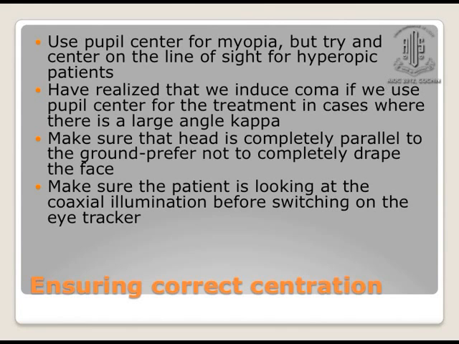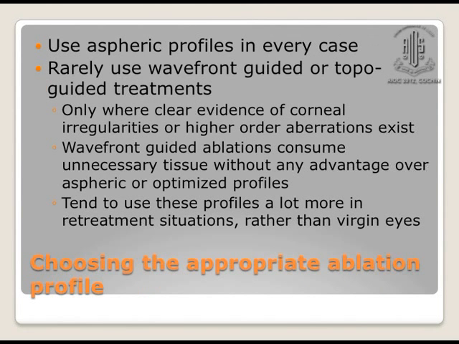Make sure that your head is completely parallel to the ground. Most of us cataract surgeons want to keep the chin up, and that would decenter the treatment down. And therefore, I don't like to completely drape the face, and even if I drape, it's a transparent drape so that I know that my face is parallel to the ground and it's also straight. Otherwise, you would be treating a totally wrong axis. And make sure that the patient is looking at coaxial illumination before switching on the eye tracker in order to make a good centration.